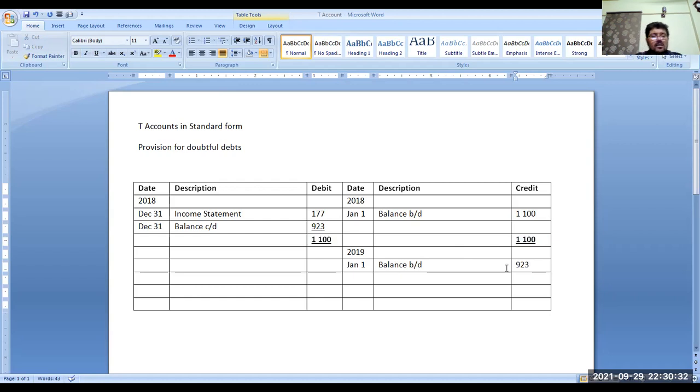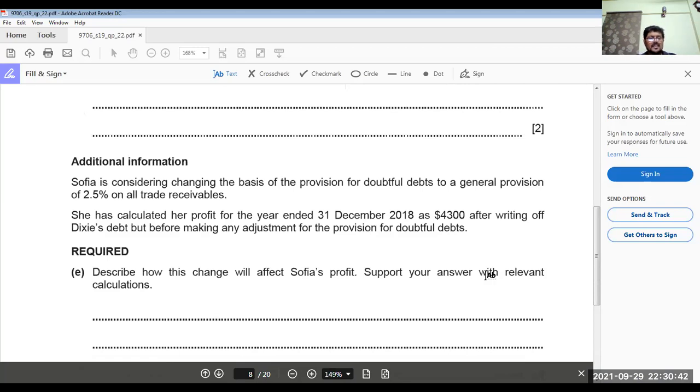Okay. Now, next question. You are going to the question paper again. Sophia is considering changing the basis of provision for doubtful debts to a general provision of 2.5% on all trade receivables. She has calculated profit for the year ended December 31st, 2018, after writing off Dixie's debt, but before making any adjustment for the provision for doubtful debts. Discuss how this change will affect Sophia's profit. Support your answer with relevant calculations. Now, in this question, we have to be a little careful.